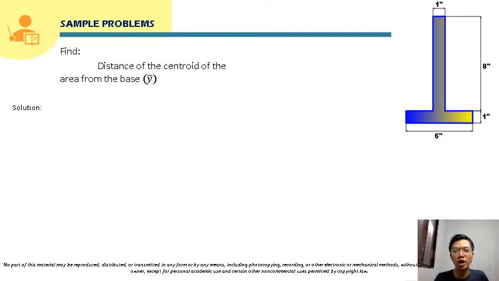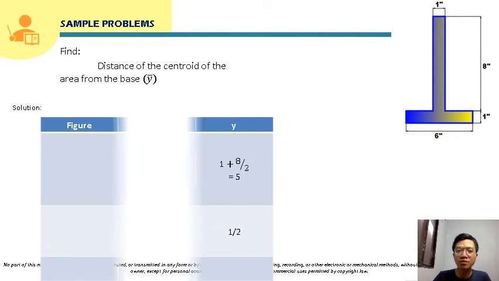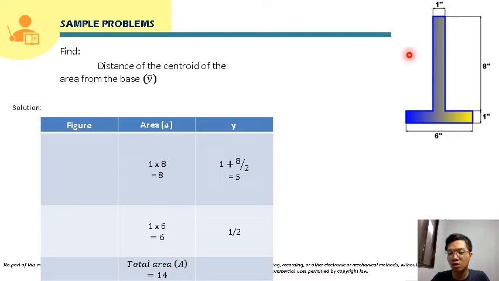So again, we are going to solve the distance of the centroid of the area from the base. So we are going to solve for y bar. So our reference axis here will be at the base. Now, to solve that, we are going to divide this composite area into its component areas. So we will divide this into these two rectangles.